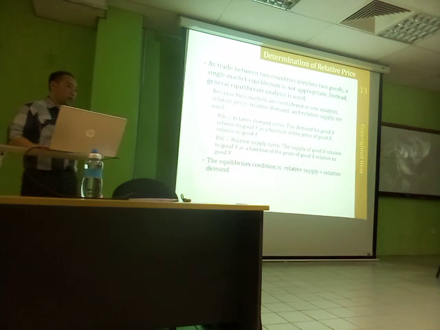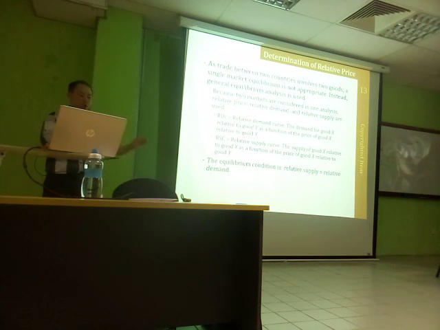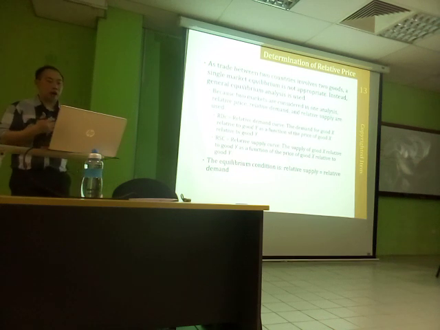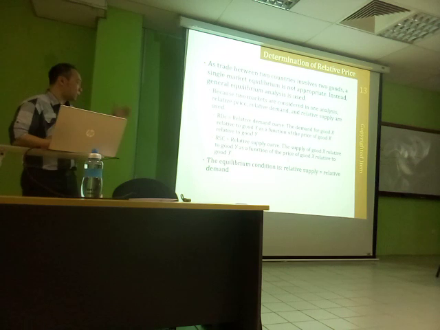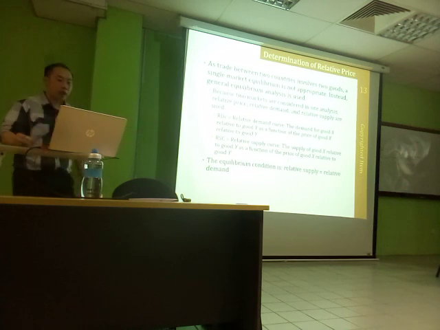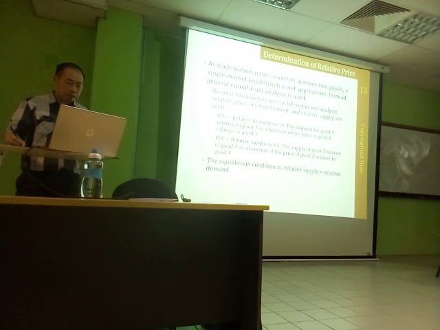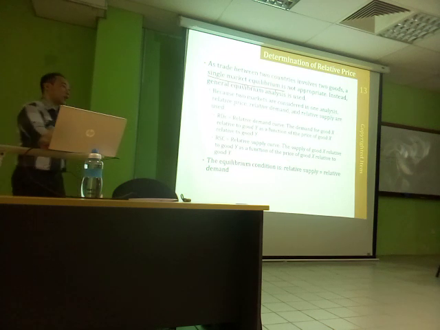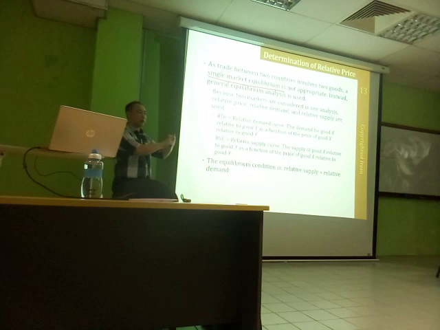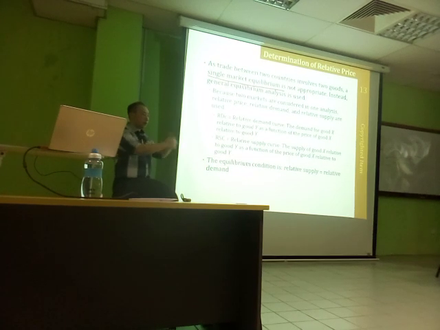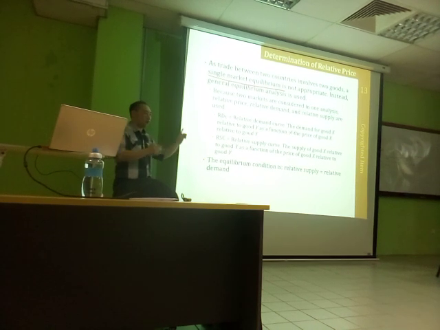Now, since the relative price is so important because it tells us whether the country should specialize or not specialize in one product, we need to understand how the relative price in the world market comes about. Here, a single market equilibrium will not apply. Single market equilibrium means we consider only one product. But since we consider trade between two countries and two products, we cannot just use the equilibrium point for one product. We have to use both X and Y.